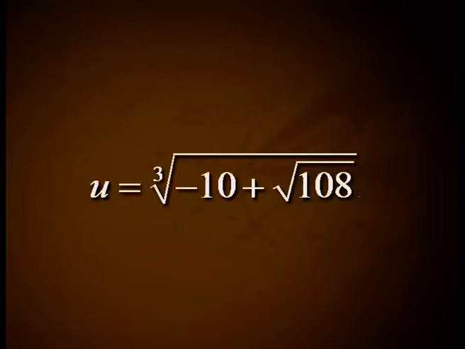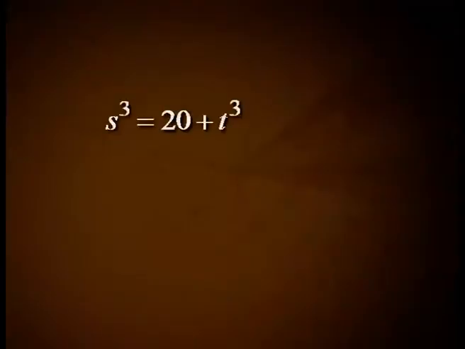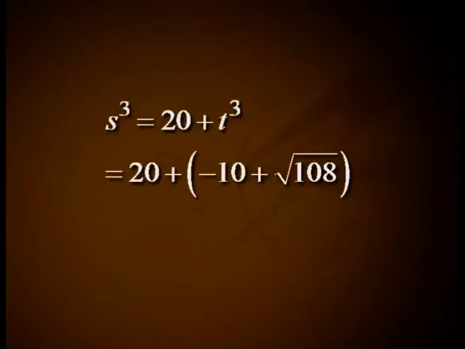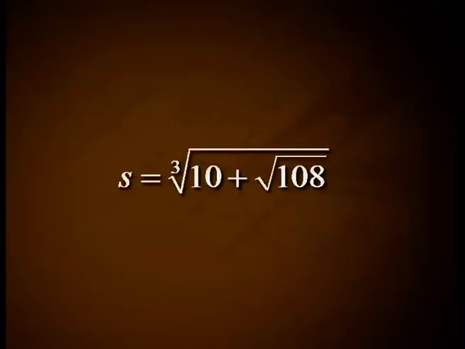Using the substitution u equal to t cube, the above becomes the quadratic equation u square plus 20u minus 8 equal to 0. Using the quadratic formula, we obtain that u equal to minus 10 plus or minus root of 108. We take the cube root of the positive value of u and obtain t equal to cube root of minus 10 plus root of 108. By equation 6, s cube equal to 20 plus t cube equal to 20 plus minus 10 plus root of 108 equal to 10 plus root of 108, and hence s equal to cube root of 10 plus root of 108.